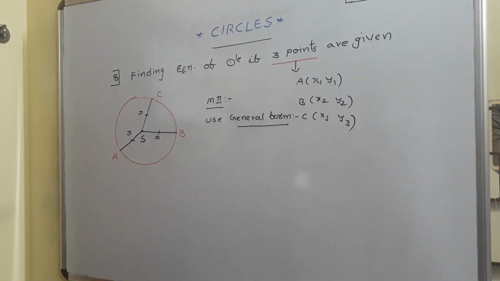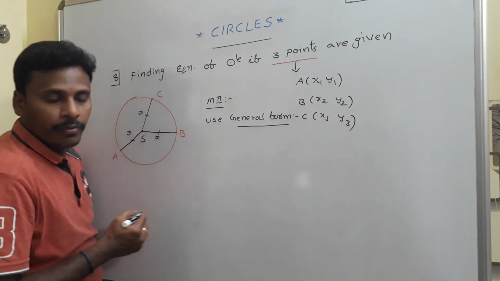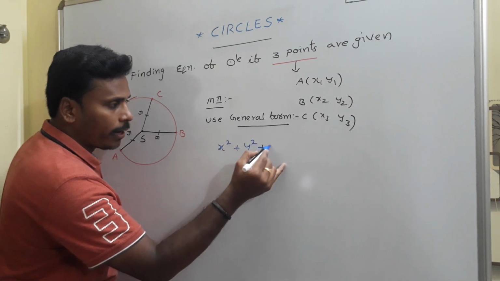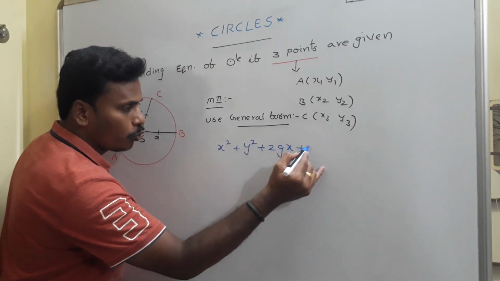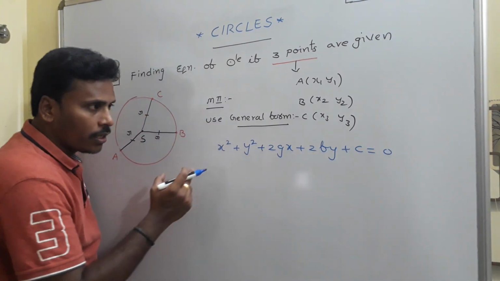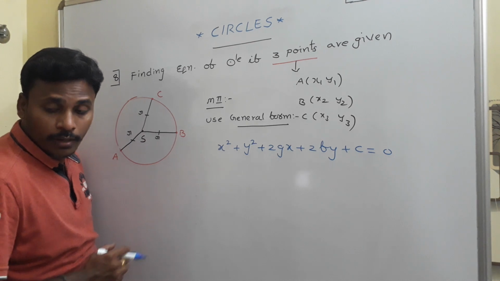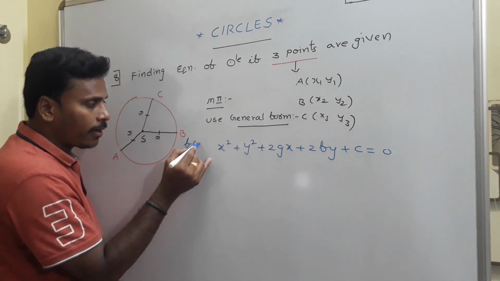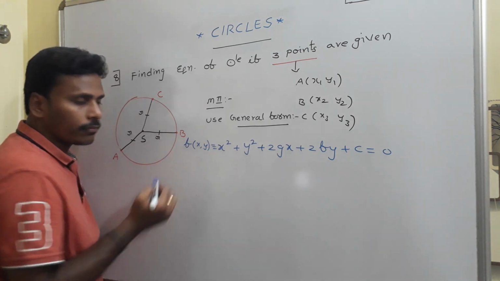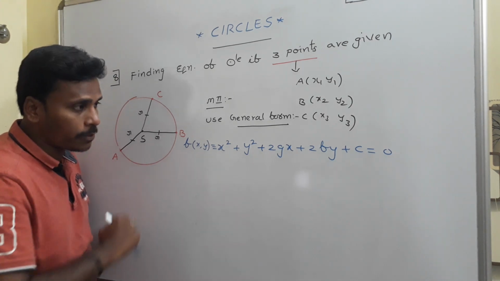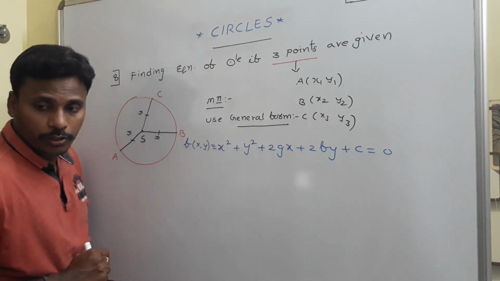If 3 points are given to find the circle equation, method 2 is using the general form. We will have the general form of the circle equation as x squared plus y squared plus 2gx plus 2fy plus c equals 0. This is the general form of the circle equation. For instance, this is in terms of x and y, so write it like f of (x, y). F of (x, y) is x squared plus y squared plus 2gx plus 2fy plus c equals 0.